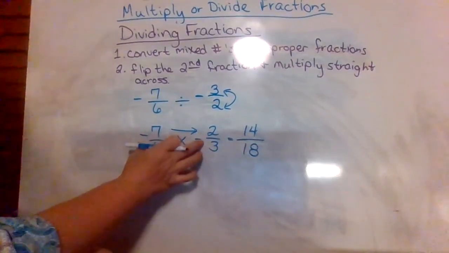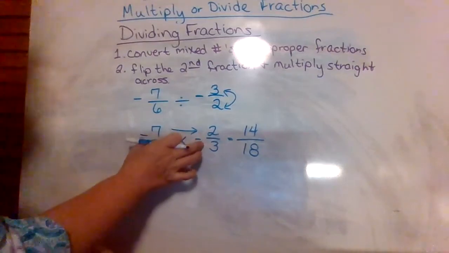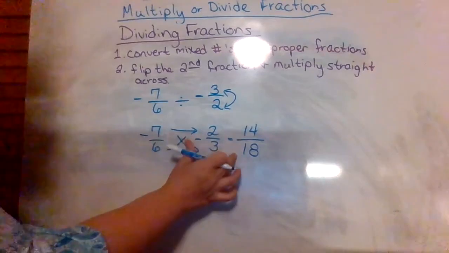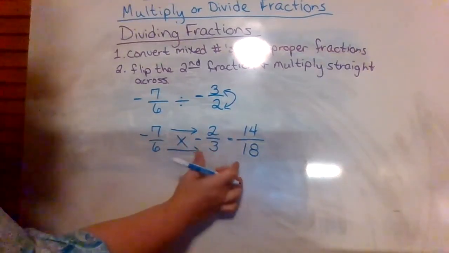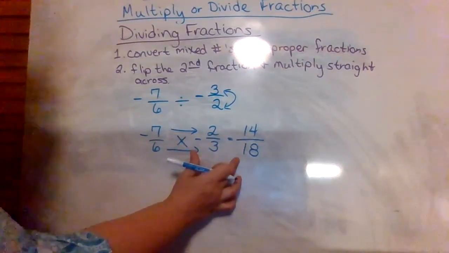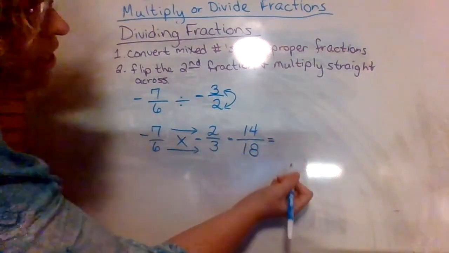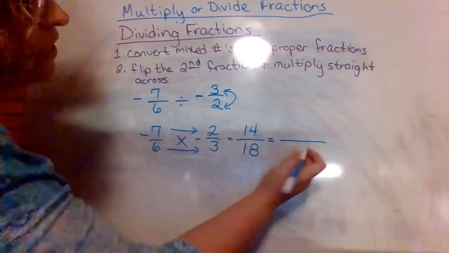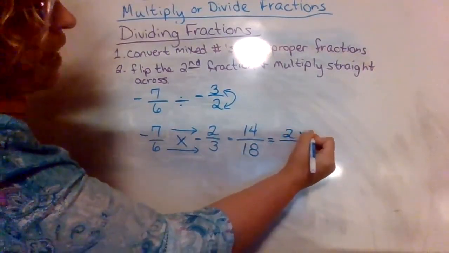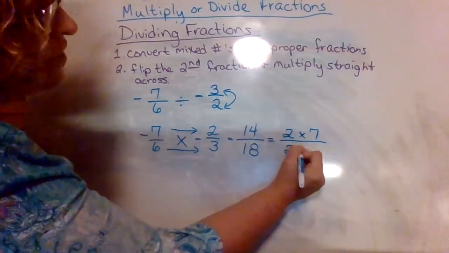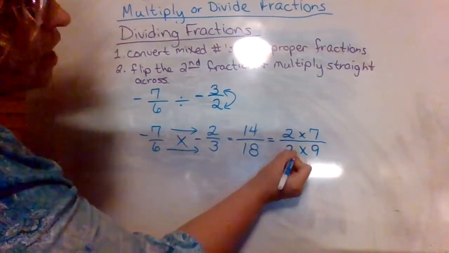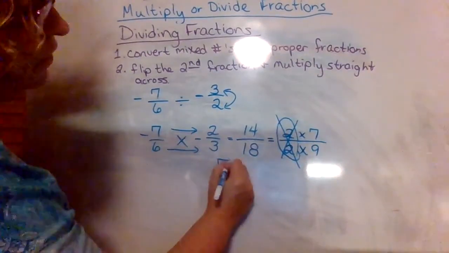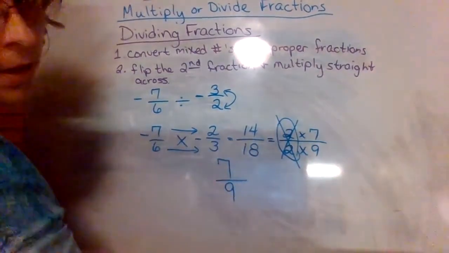Now, don't forget about your negatives. A negative times a negative is always positive. So it is positive. Now, is this in simplest form? No, it is not. Those of you that can give me what it is, you go right ahead. Those of you that have issues, break it down into its factors. This is 2 times 7. This is 2 times 9. What do they have in common? They have that 2. Cross it out. So your final answer is 7/9.